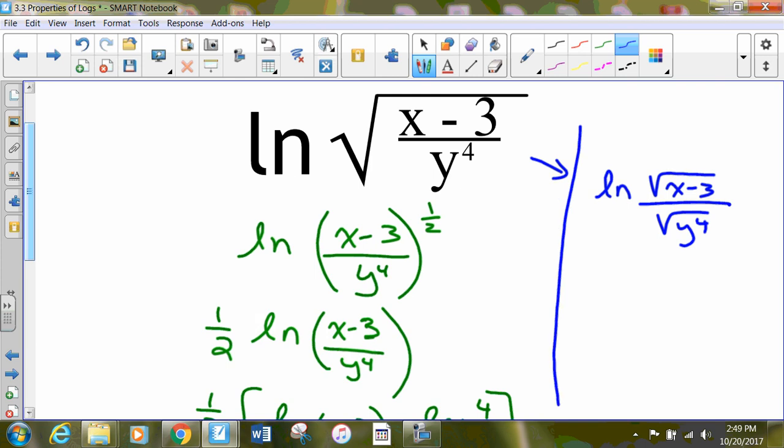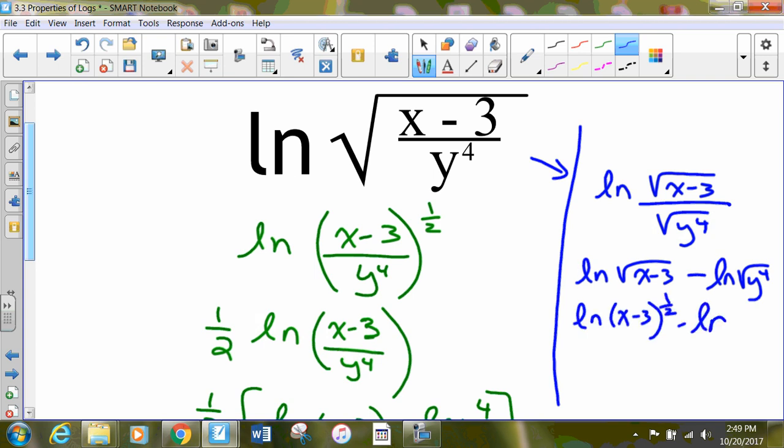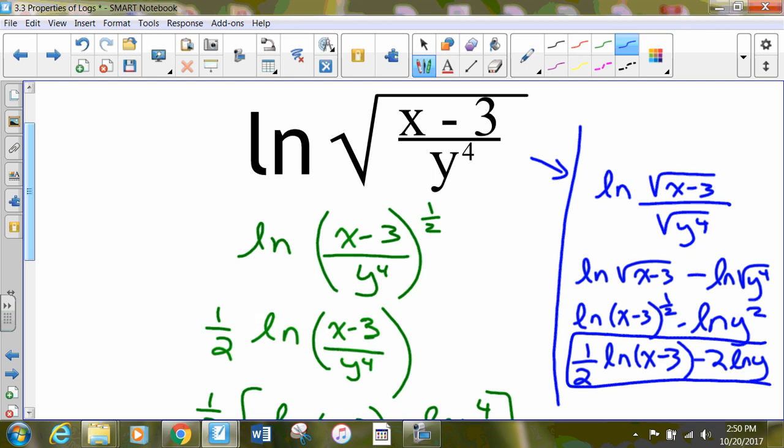So we're going to rewrite it. We'll have natural log of square root x minus 3 minus natural log of square root of y to the 4th. We'll do a rewrite. We'll notice, hey, square root of y to the 4th, well, that's y squared. We'll bring down the 1/2. And we'll bring down the 2. That's actually a really good way to do it. It's faster than my way.